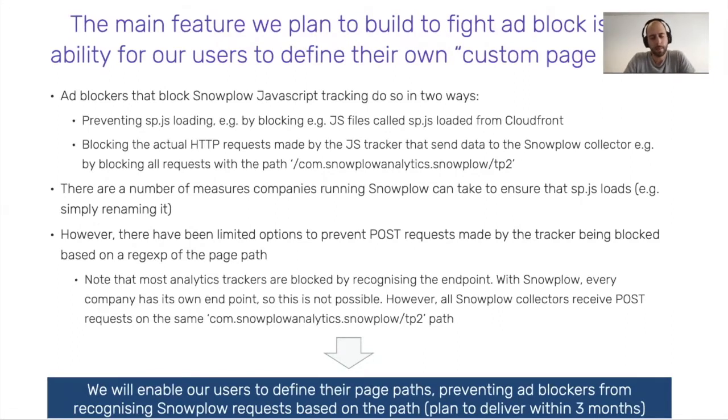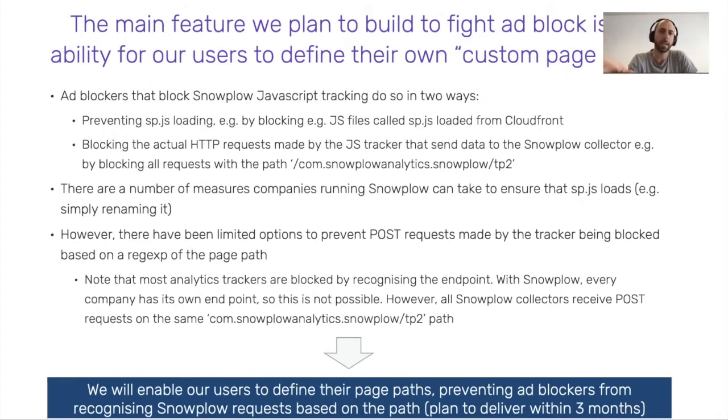And the main feature that we've got planned to help prevent ad blockers blocking Snowplow tracking is enabling our users to define custom page paths. So just to explain what this is and give a bit of context, ad blockers that block analytics tracking in general and Snowplow JavaScript tracking in particular do this blocking in two ways.